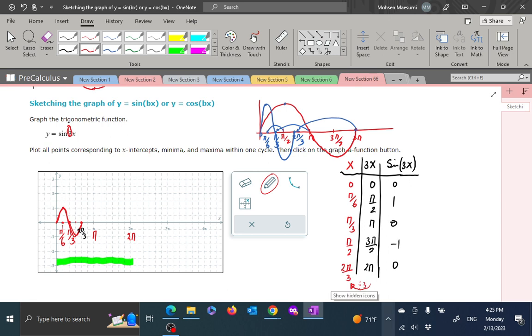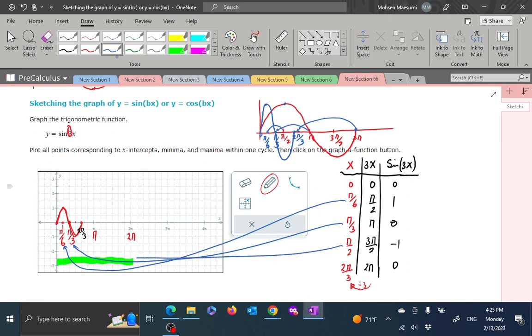Everything has to divide by 3. Then what? Then we come to 0. Well, we say 0 is easily just at 0. Next, we want to say pi over 6. You have to locate pi over 6, and then you have to locate pi over 3, and then you have to locate pi over 2.